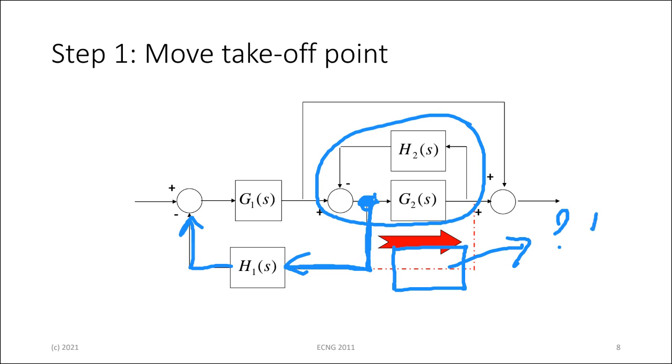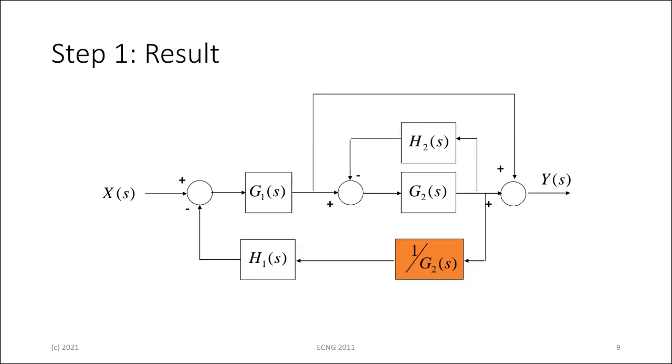So what I'm going to have to put in here, as somebody just said, is 1 over G2. Make sense?